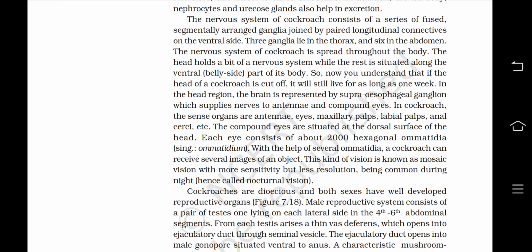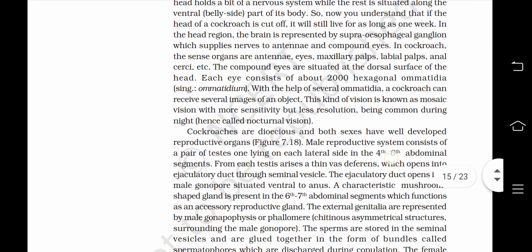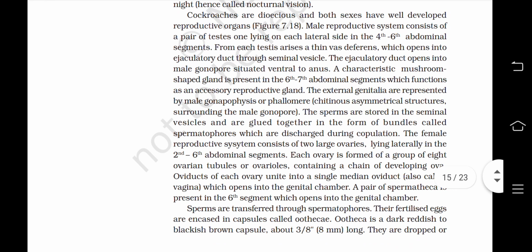This kind of vision is known as mosaic vision, with more sensitivity but less resolution, being common during night, hence called nocturnal vision. Cockroaches are dioecious and both sexes have well developed reproductive organs.